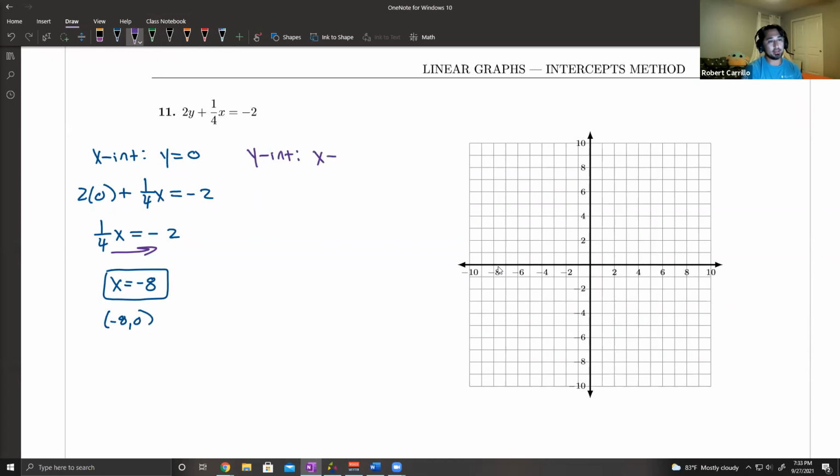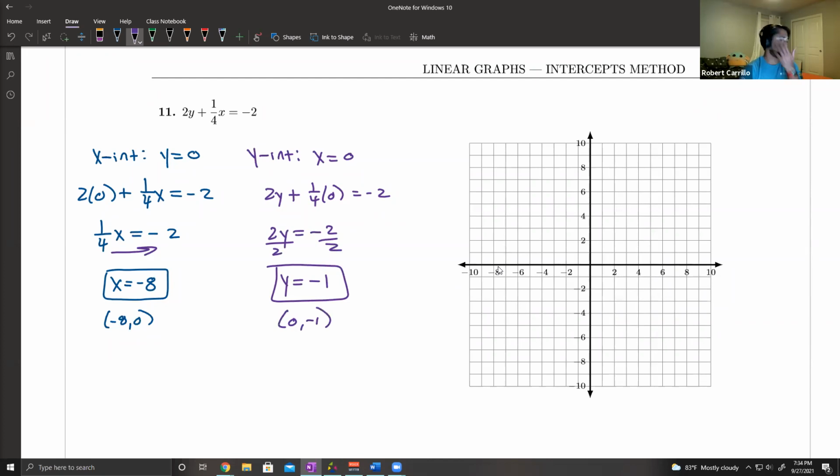Y-intercept, you let x equal 0. 2y plus 1/4 times 0 equal to -2. 1/4 zeros out. 2y equals -2. Divide by 2. And of course, y equals -1. 0, -1. Okay, excellent. Find that x-intercept at -8 on your x-axis. Find that y-intercept of -1.